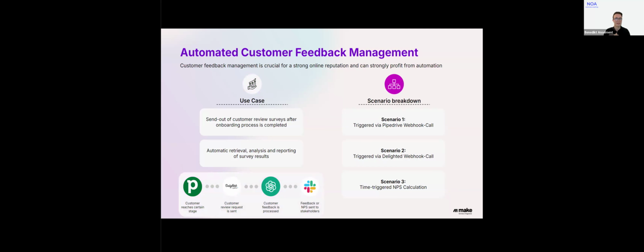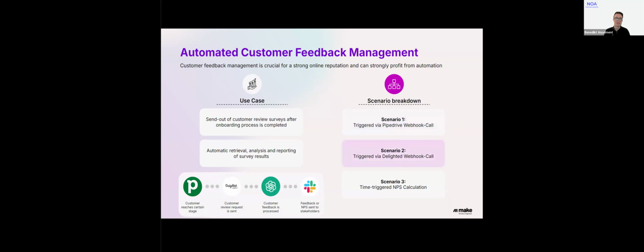Before we dive into Make and into our live demo, however, let's have a quick look at the structure of our Make scenarios that we use to automate these processes. We will use a total of 3 scenarios. The first one will be triggered by a Pipedrive webhook call when a given customer is moved to the stage onboarding completed in our CRM pipeline. This scenario will then extract all the required information about this customer from Pipedrive and trigger the sending out of our customer survey via Delighted.